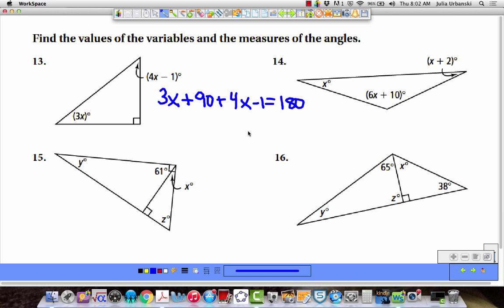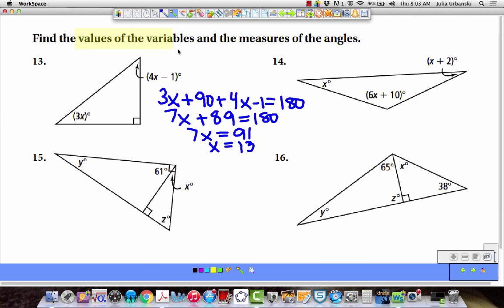So combine those like terms. 7x comes from 3x and 4x. 90 minus 1 makes 89, equals 180. Subtract 89 from both sides. What do you get? Help me out with your calculators. 91 divided by 7 for me. 13. Okay, are we done? No, the first step says find the value of the variable, so that part's done. X equals 13.